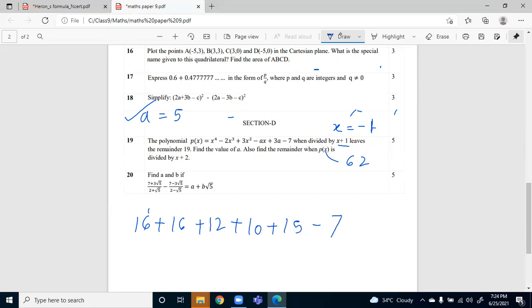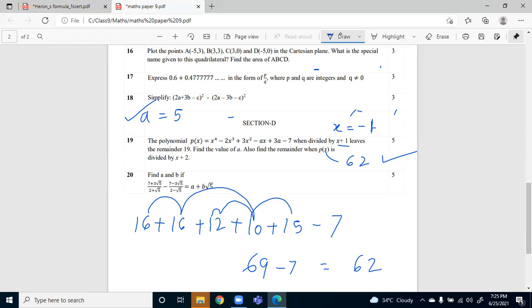So 16 plus 16 is 32. 32 plus 10 is 42. 42 plus 2 is 44. 54. 54 plus 10 is 64. 69 minus 7. Excellent. So the correct answer is 62. Okay, ma'am, so that is correct.